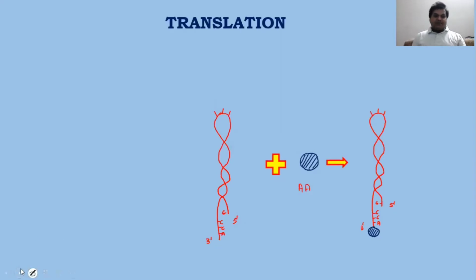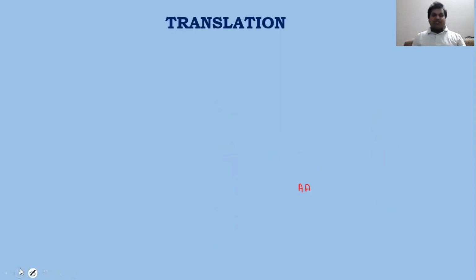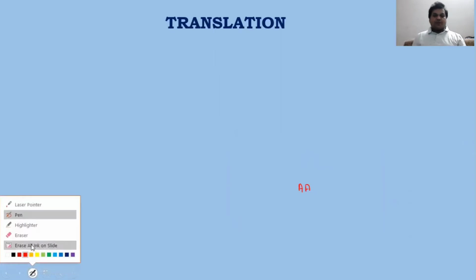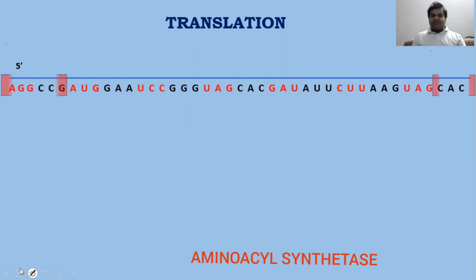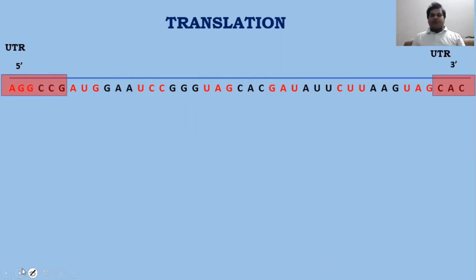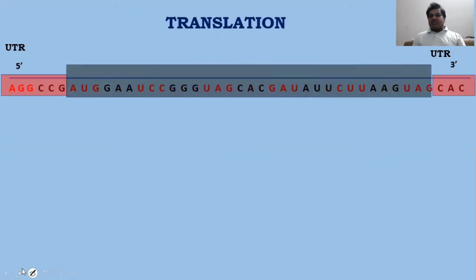Once that is done, the next structure we require for translation is mRNA. You know the direction of mRNA is 5' to 3'. The segment of mRNA which will not produce protein is called UTR, untranslated region. This is a translated segment. It has a start codon, and you will find it also has a stop codon.